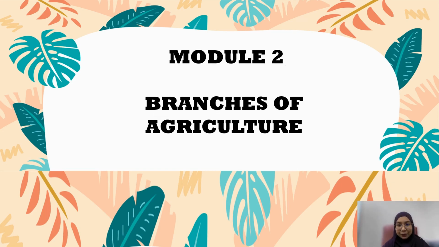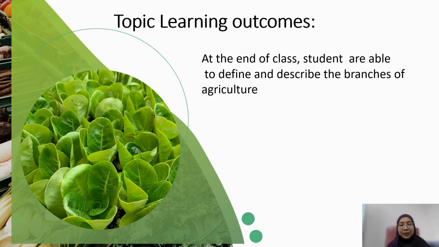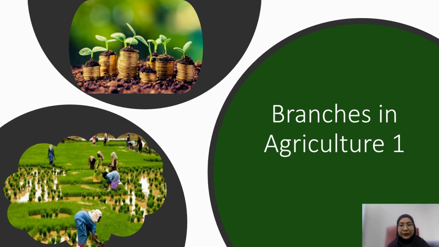So now you are in Module 2, Branches of Agriculture. Here, Module 2A, Branches in Agriculture 1. The topic learning outcome for Module 2A: at the end of the class, students are able to define and describe the branches of agriculture. So, branches in Agriculture 1.